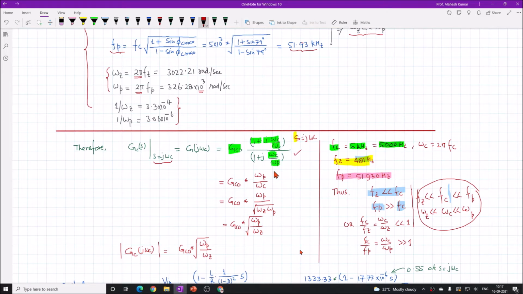What is simplification? Now we know omega c by omega z is far less than 1. So you can see here, omega c by omega z is very much less than 1, and therefore this term can be ignored. And omega c by omega p is far greater than 1. Therefore, this can be ignored.